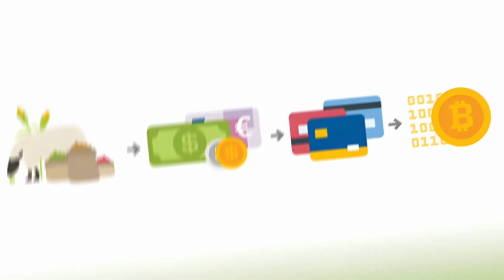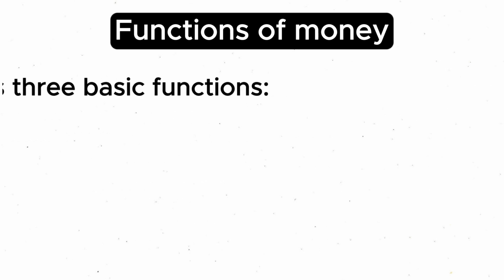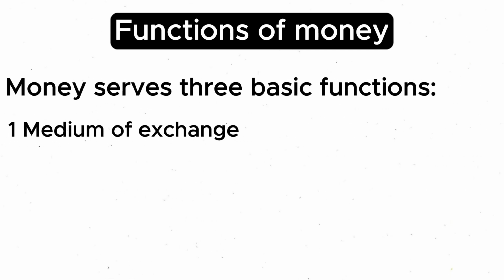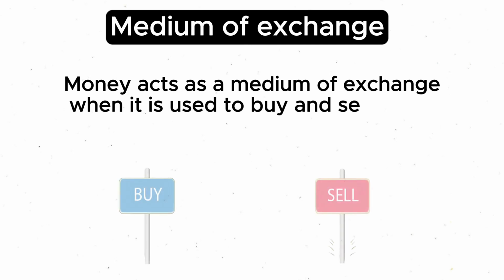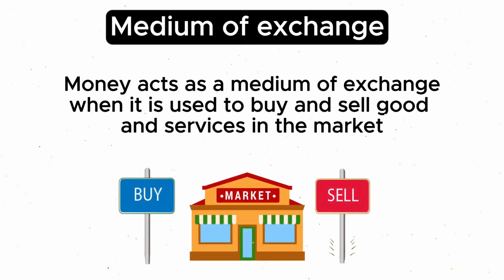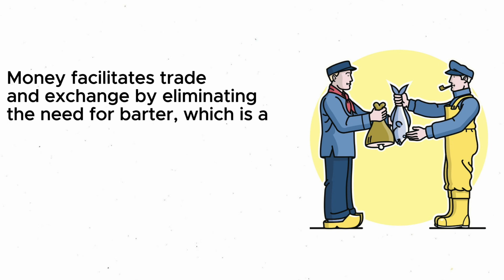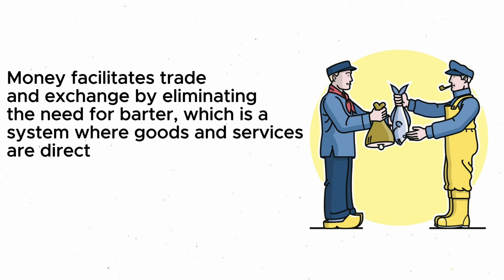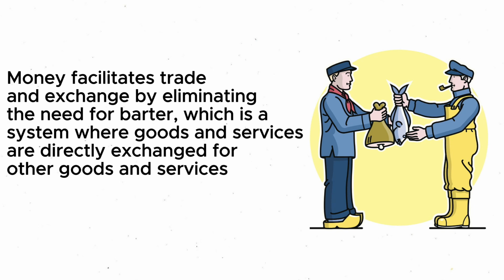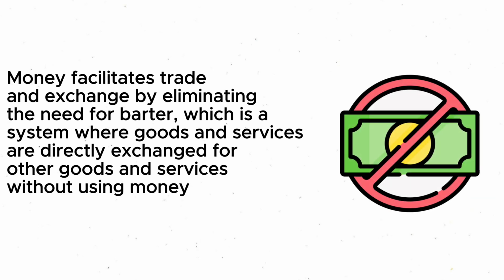Now that we have seen some examples of different types of money, let us look at the main functions of money in the economy. Money serves three basic functions: medium of exchange, store of value, and unit of account. Medium of exchange. Money acts as a medium of exchange when it is used to buy and sell goods and services in the market. Money facilitates trade and exchange by eliminating the need for barter, which is a system where goods and services are directly exchanged for other goods and services without using money.